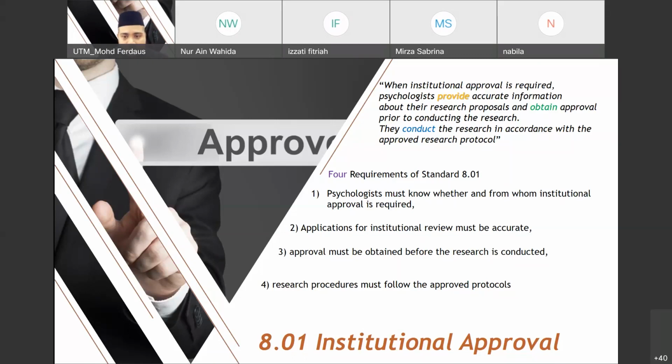Banyak research, banyak penelitian yang dijalankan terpaksa ditangguhkan. Has been stopped, has been delayed, has been postponed. Why? Because the research procedures that had been proposed at that particular time could not be carried out. You cannot collect data.